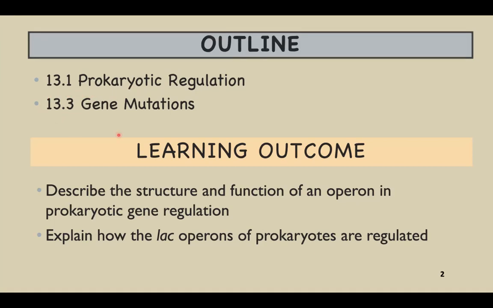Okay, so what is the learning outcome for this topic? It is to describe the structure and function of an operon in the prokaryotic gene regulation. And also dalam prokaryotic gene regulation ada dua jenis operon, tapi kita akan concentrate only on the lac operon. Kita tak akan cover the TRP operon. Okay, so explain how the lac operons of prokaryotes are regulated.